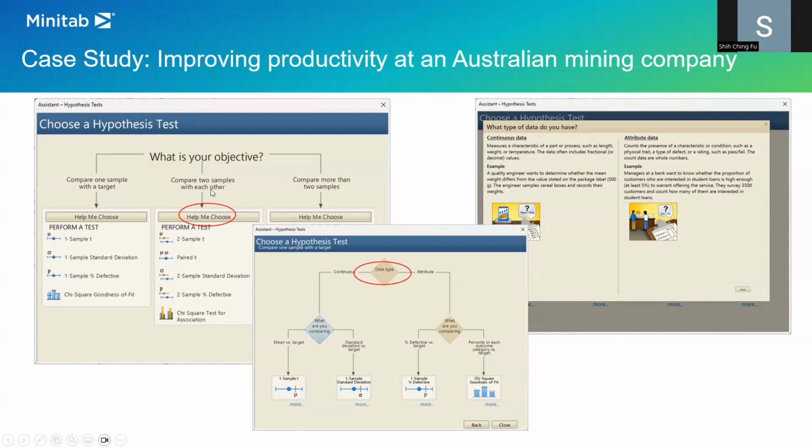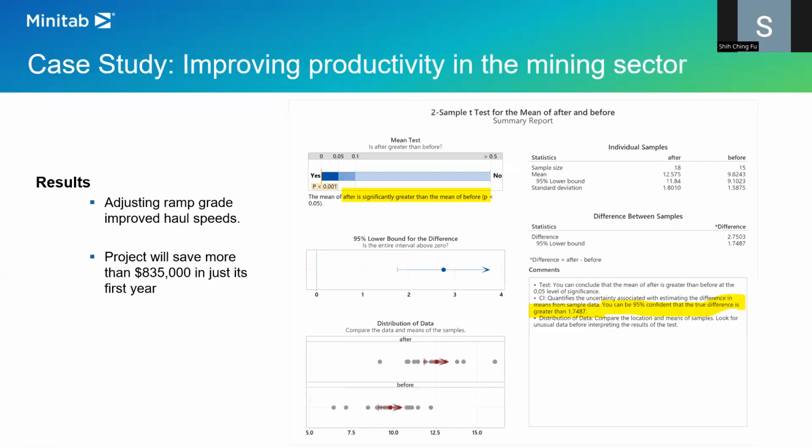And the guy, not very sure, clicks on Help me choose. Then a pop-up page asks, do you have continuous data? Or you can have attribute data. The guy still doesn't know, so he clicks on data type. Then we give you an explanation of what continuous data is and what attribute data is. Further, you just click here, and they come to the right page, right? It could be two-sample T, so we have a two-sample T. So that's the result. We also give you a report in the Assistant.